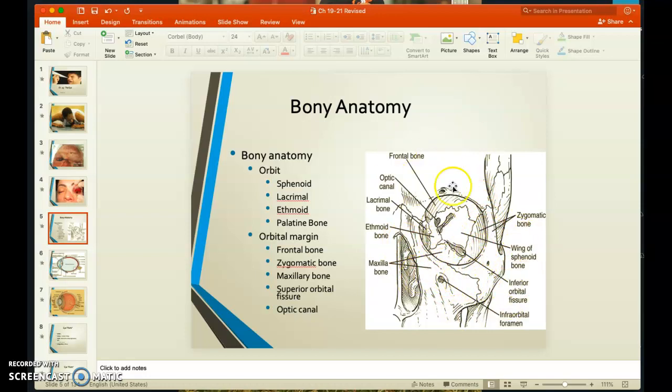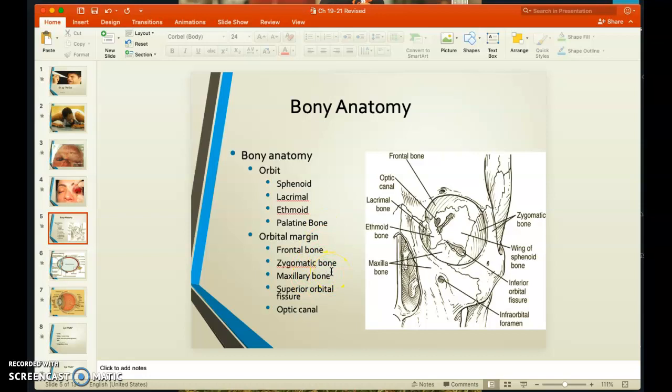Below that, we have a series of very small, very thin bones that make up the underside or the bottom of the socket. If we think of the eye socket as a bowl, this would be the bottom of that bowl. Those are made up of the sphenoid, lacrimal, ethmoid, and palatine bone. Again, those are very small, very thin. Our frontal, our zygomatic, and our maxilla are much stronger.